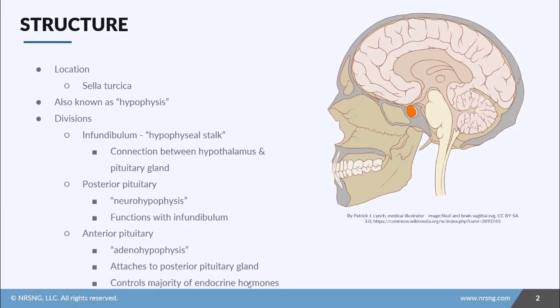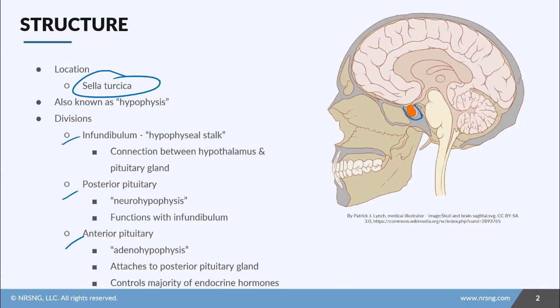In this lesson, we're going to take a look at the pituitary gland. The pituitary gland is a small gland located in the cranium, and it sits in this groove or fossa known as the sella turcica, and it's also known as the hypophysis. Now, it's made up of three different divisions. One's the infundibulum, then there's the posterior pituitary gland, and then the anterior pituitary gland.